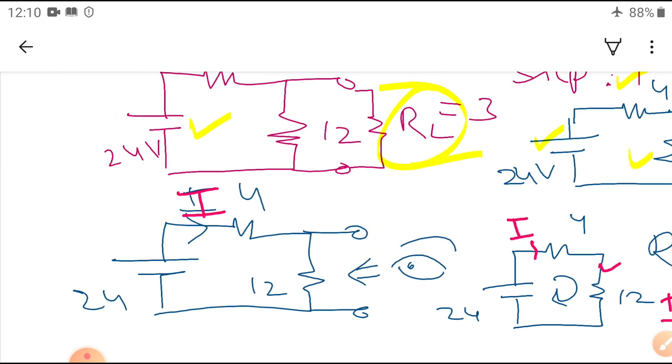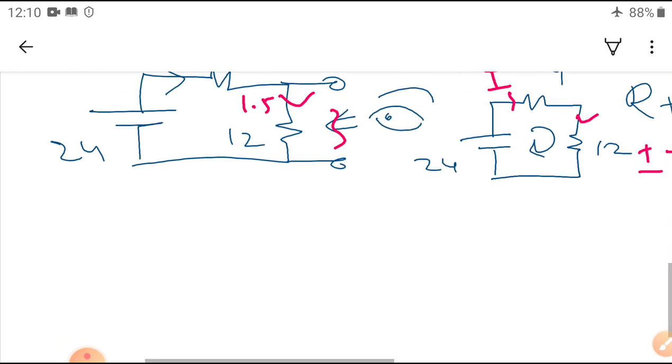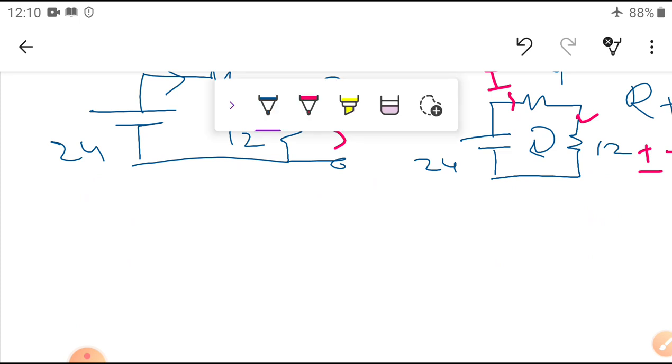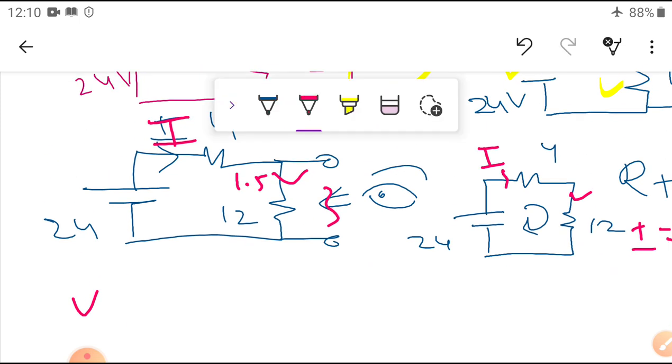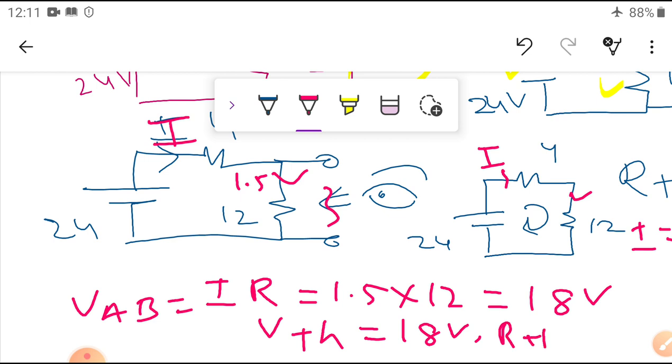So the current in the circuit is 1.5. Then I want to know the voltage here. VAB is equal to I into R. I is 1.5, R is 12 ohms. So that is equal to 18 volts. Now we got it: V Thevenin's is equal to 18 volts and R Thevenin's is equal to 3 ohms.